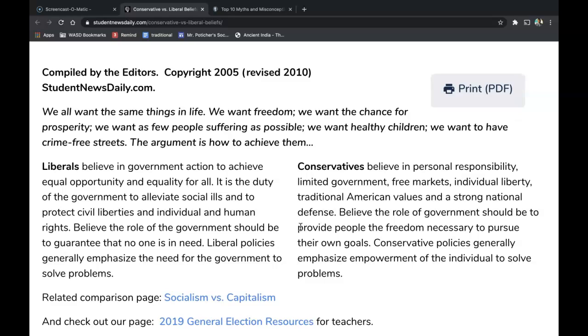Conservatives, on the other hand, believe in personal responsibility, limited government, free markets, individual liberty, traditional American values, and a strong national defense. They believe that the role of government should be to provide people the freedom necessary to pursue their own goals. Conservative policies generally emphasize empowerment of the individual to solve problems.